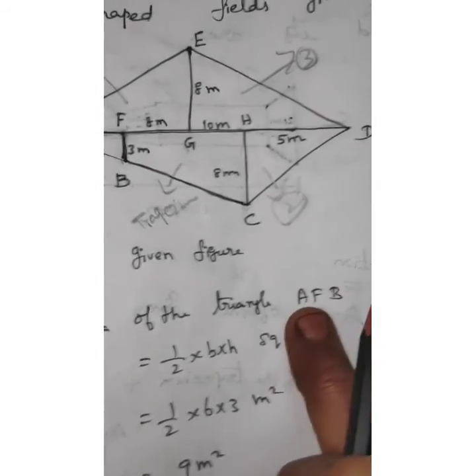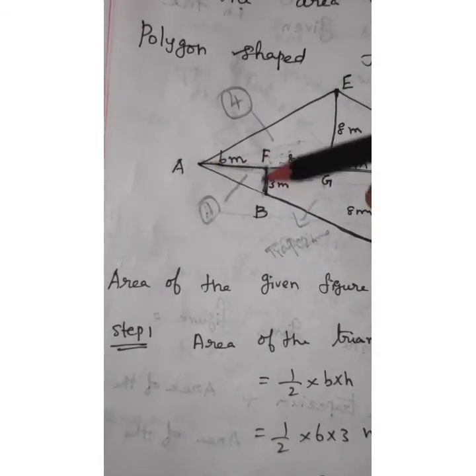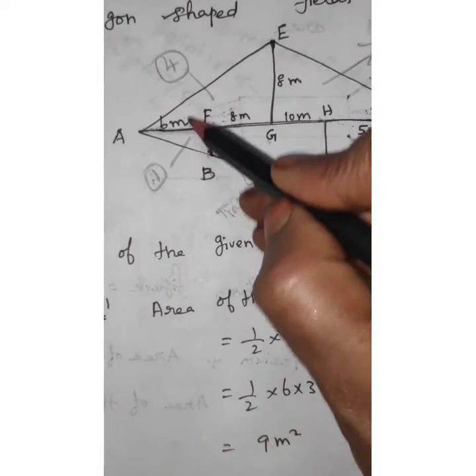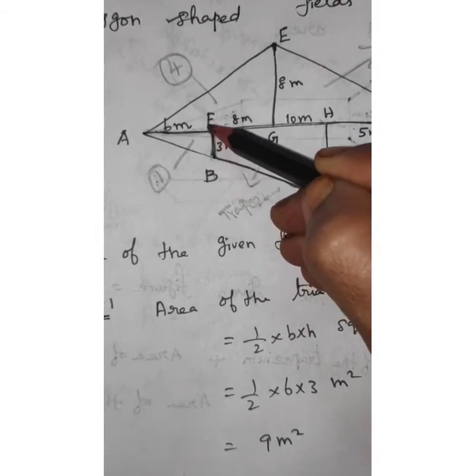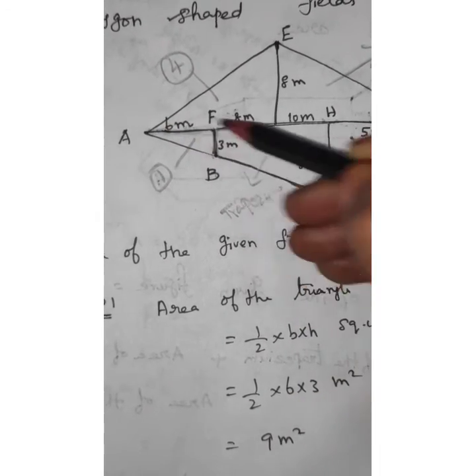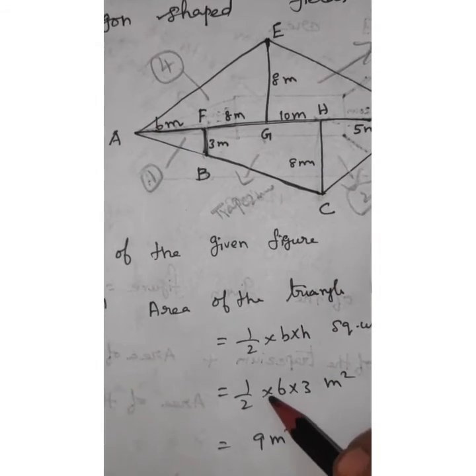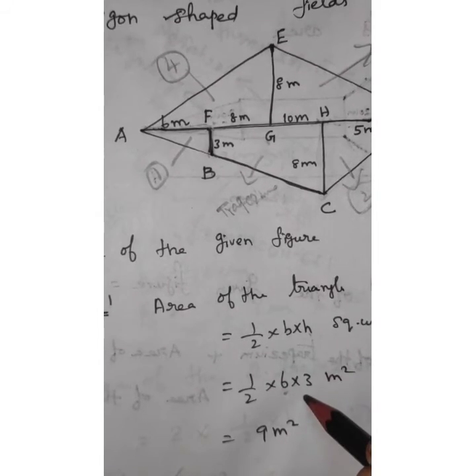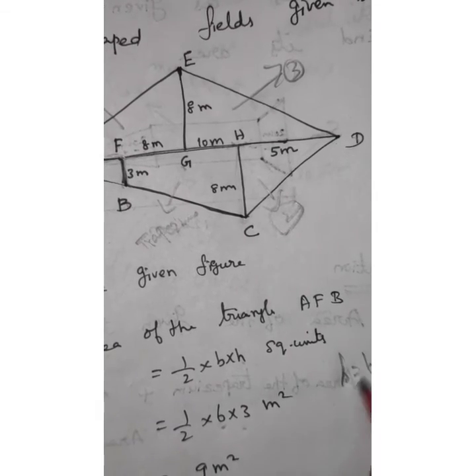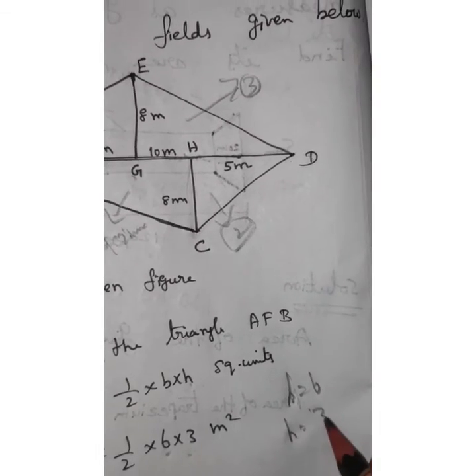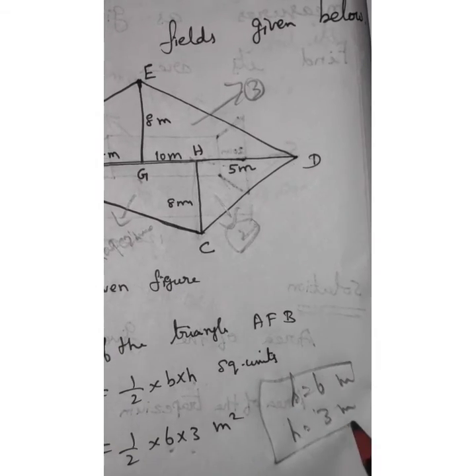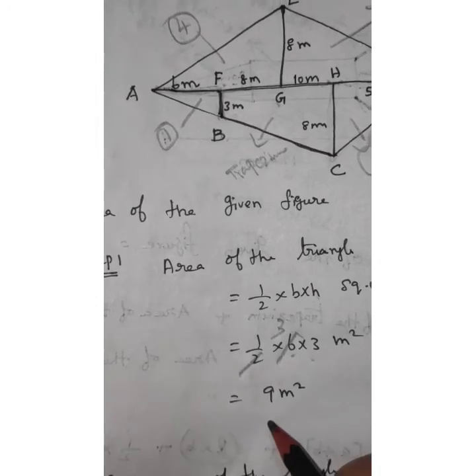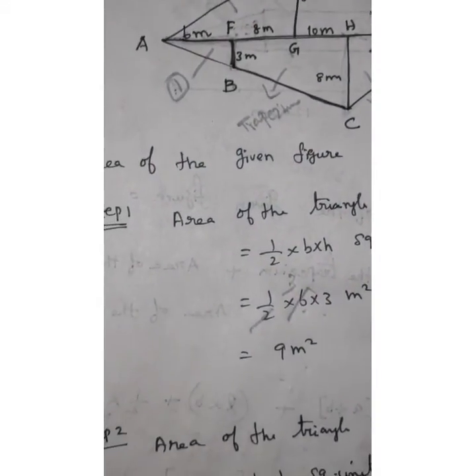Area of the triangle AFB equal to 1 by 2 into B into H. B value equal to what? 3. Height value is H. Taking this as the base and this as the height, B equal to 6 meter, H equal to 3 meter. Substitute these two values here and write the answer. 1 2 is 2, 3 2s are 6, 3 3s are 9 meter. First step is completed.